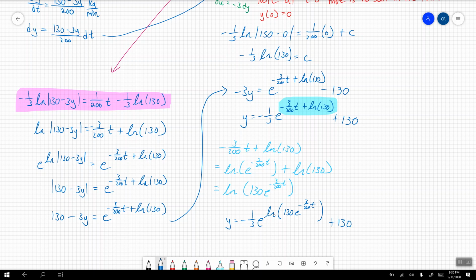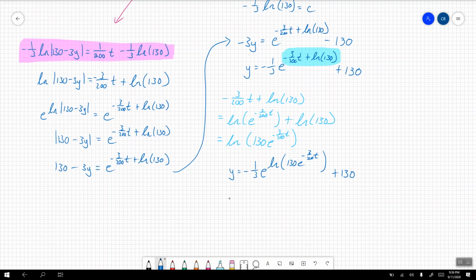Then I have my inverse operations, e and natural log, and I can simplify this just a little bit further. Multiplied by 130 e to the power of negative 3 over 200t plus 130. Wowzers. Wowzers indeed. Okay, so this is our answer for part A. Check that out. That's part A.